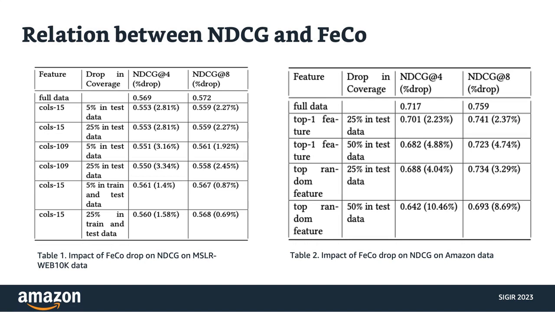Here we show the impact of the FICO drop on the NDCG metric. In Table 1, we show the FICO drop impact on NDCG at 4 and NDCG at 8 metrics for the MSLR Web 10K dataset.